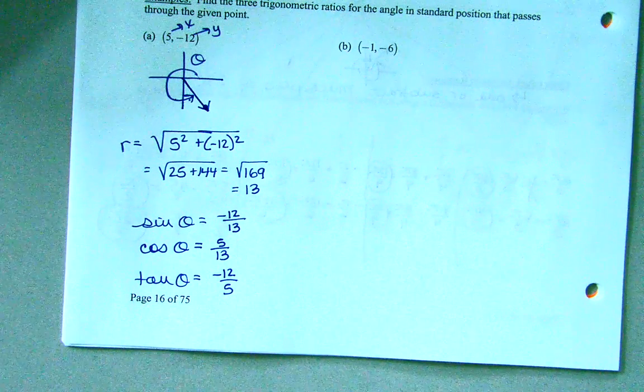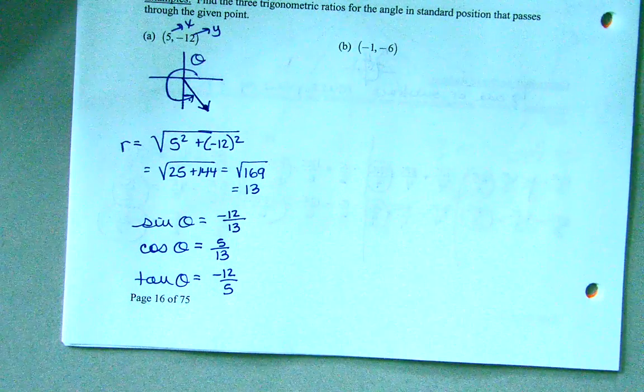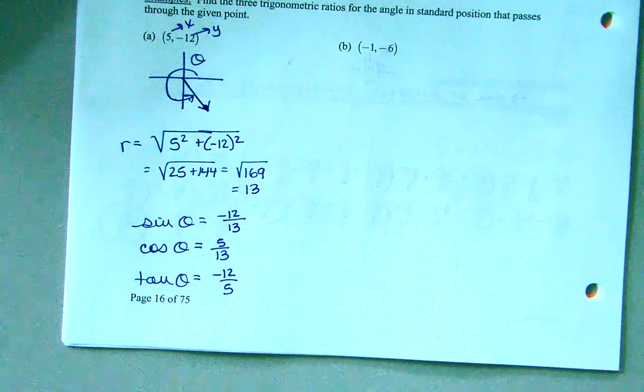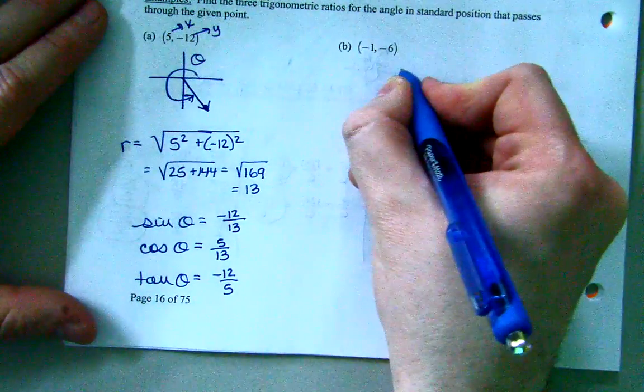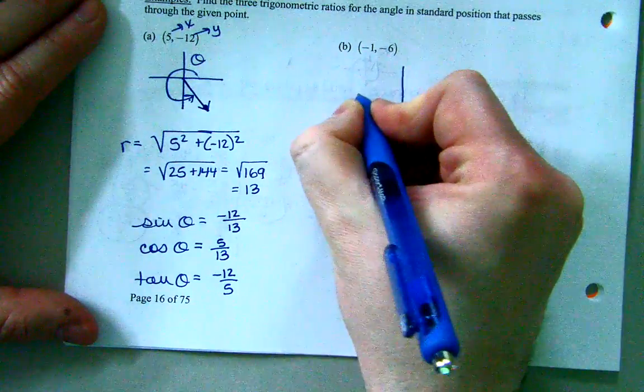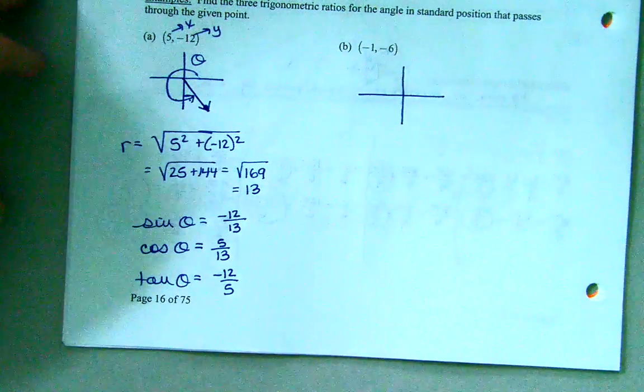I'd like you in letter B to draw it, although I feel like after B maybe we'll skip the whole drawing part because we don't really need the picture. And I'd like you to figure out what your radius is, what your r will be.